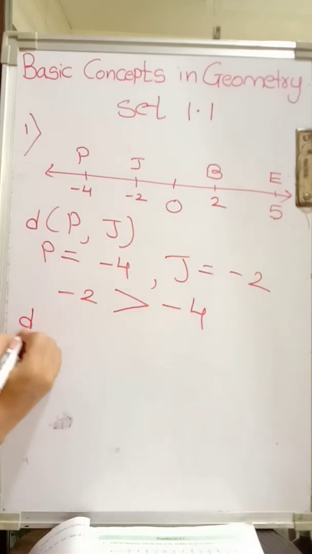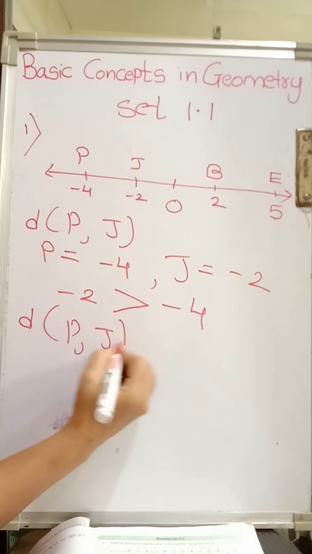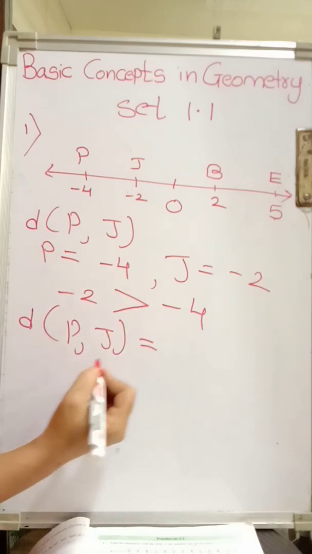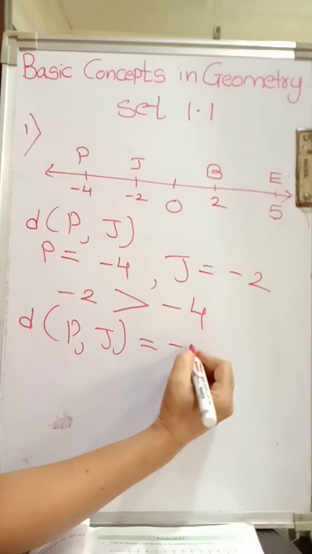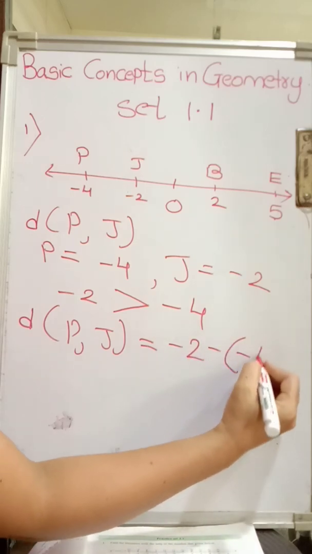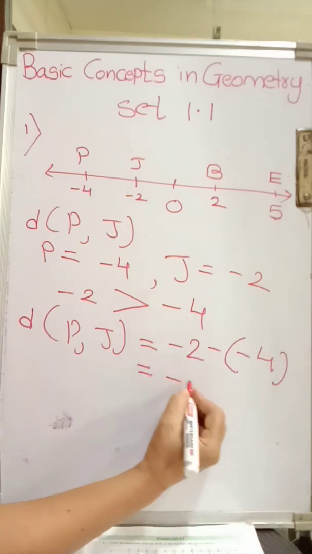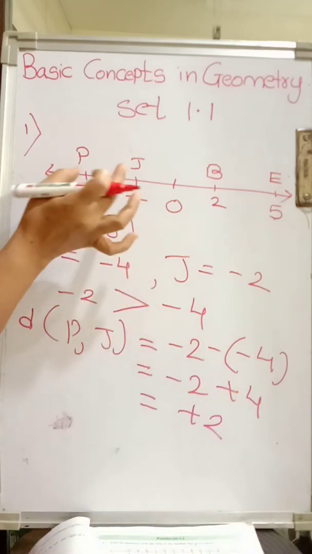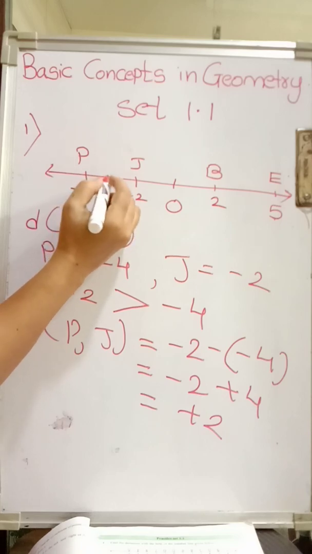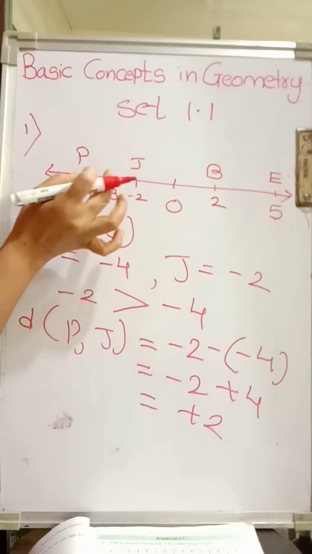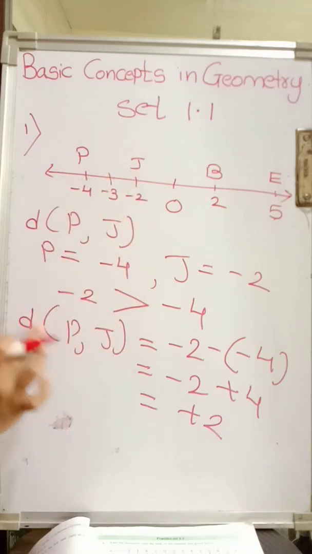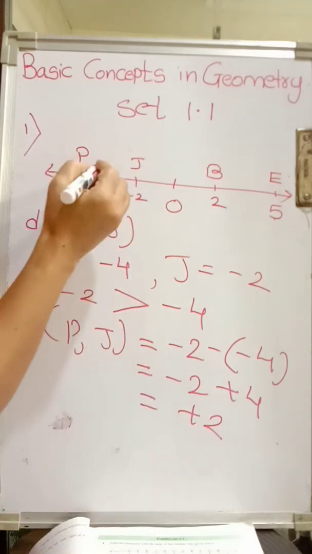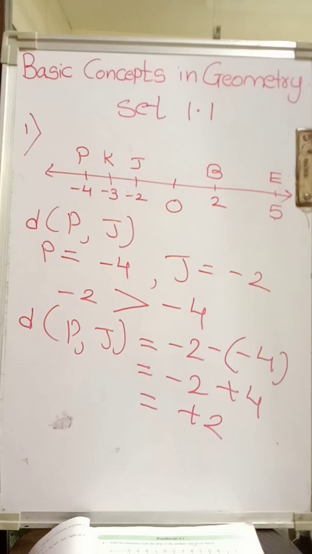And what is distance? Distance PJ will be greater coordinate minus smaller coordinate. So what is the greater coordinate? -2 minus -4. So it becomes -2 plus 4, which is equal to +2. See here there will be -3 also in between. You just check for yourself. So this is 1 and this is 2. So distance PJ is equal to +2.